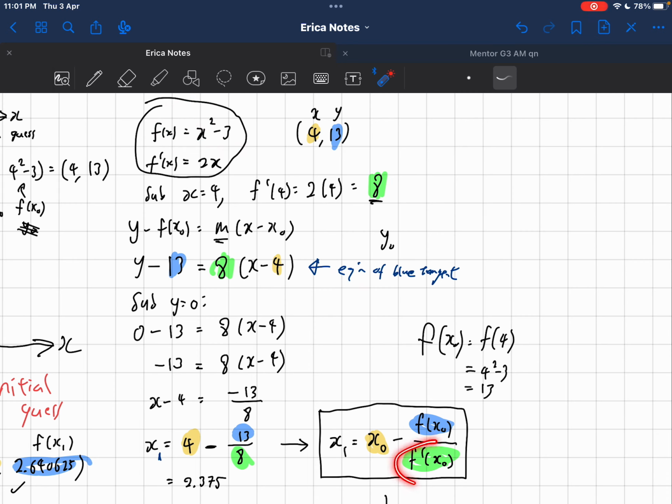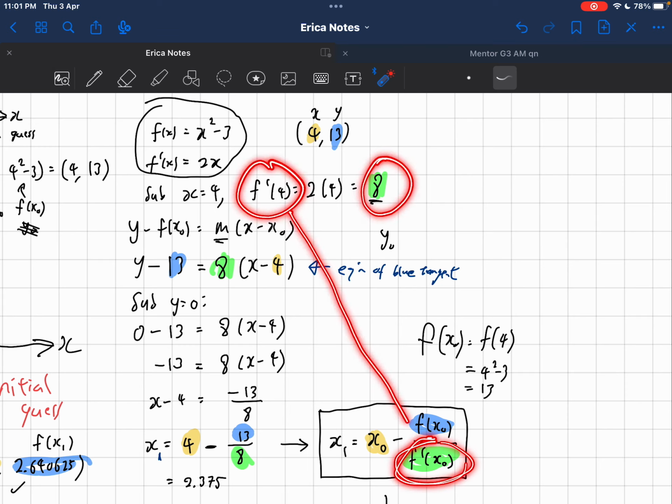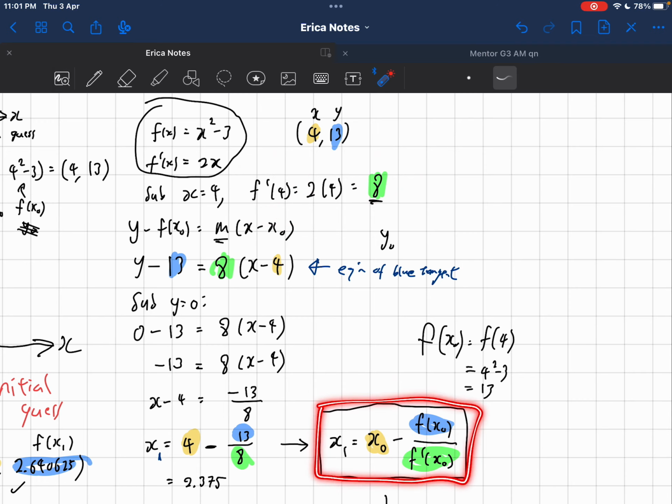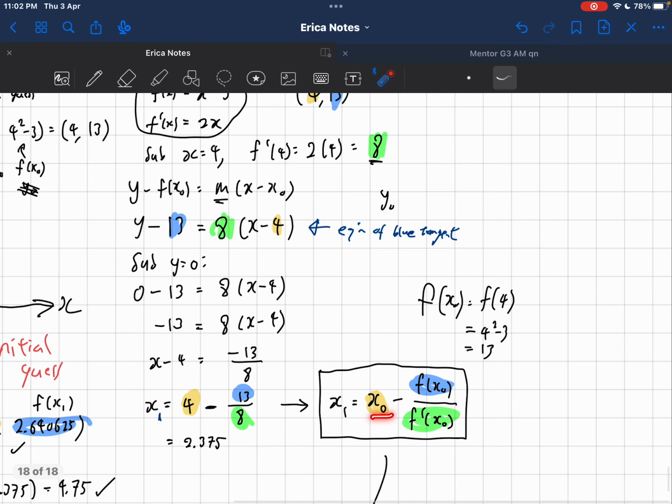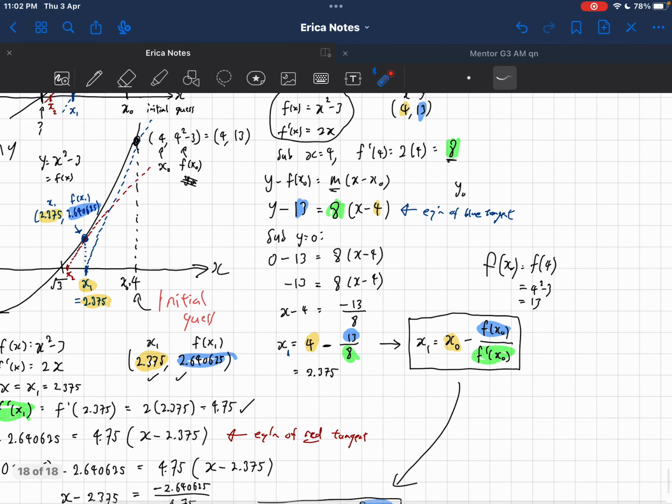Okay, good. Then the f prime, the green color, is really just f prime of 4. But 4 is x0, so it's f prime of x0. So we get a nice little formula here. Notice that everything on the right side is x0, x0, x0. Then the left hand side is x1. So the right hand side x0 converts into x1. Okay, the formula that helps us to convert from x0 to x1.